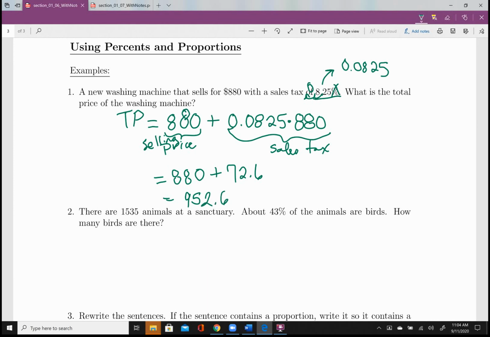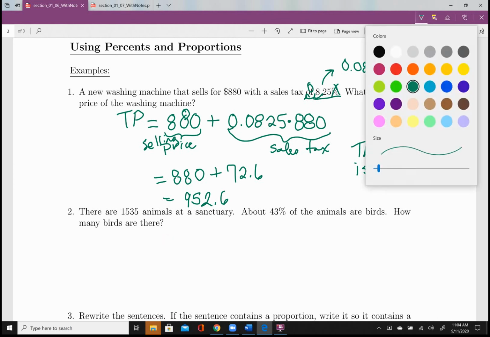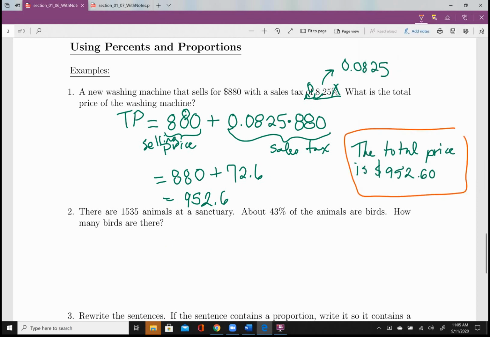But remember, we're talking dollars and cents, and you need to put this in a full sentence to answer the question, what is the total price of the washing machine? So you could say the total price is $952.60. Always take your dollars and cents value out to 2 decimal places. It's got to go to the hundredth place. Okay, so hopefully we're feeling real good about that. Go ahead and box that up, my final answer.